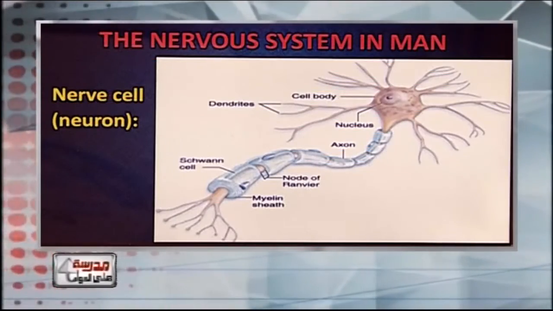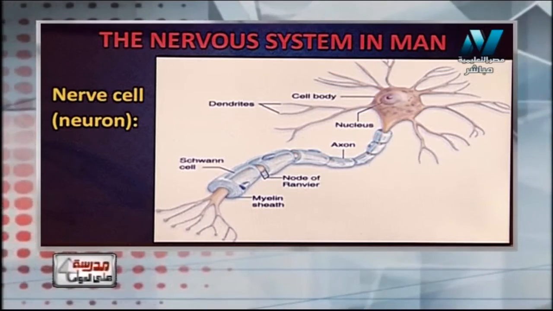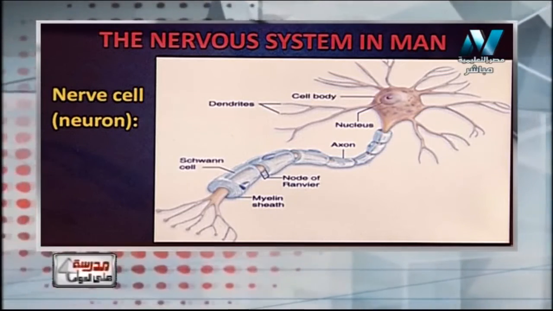Let's start by remembering what we said about the nerve cell. The nerve cell is composed of the cyton and the axon, and surrounded by myelin and Schwann layers, Schwann cells and myelin layers, which are fatty layers. And the cyton has dendrites, and the axon has a terminal arborization, as you see in this picture.